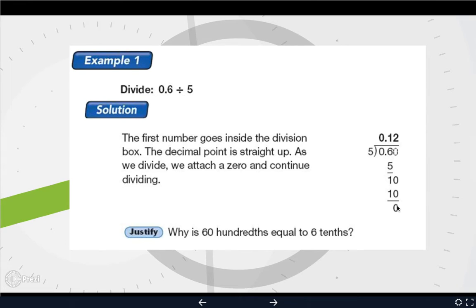So we're going to keep adding zeros, even though we only started off with 0.6. We add zeros until we don't have a remainder. Remember, the decimal just stays up there.